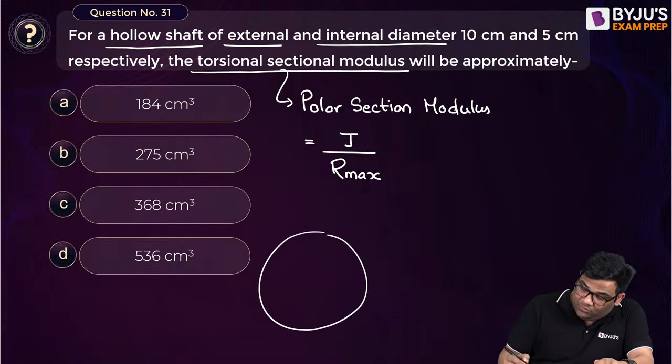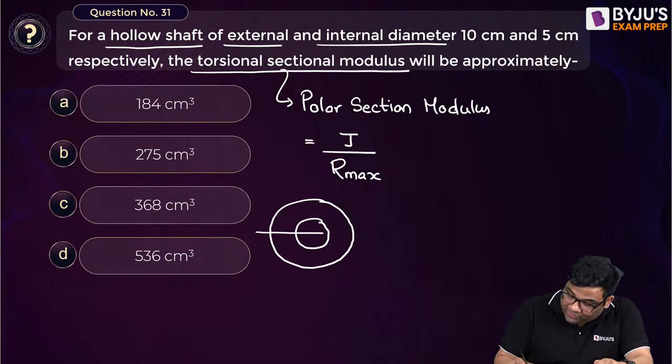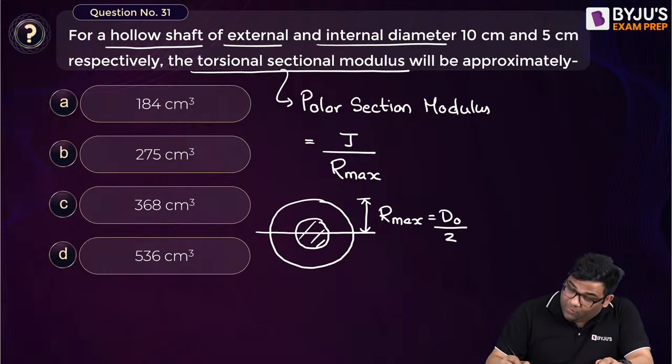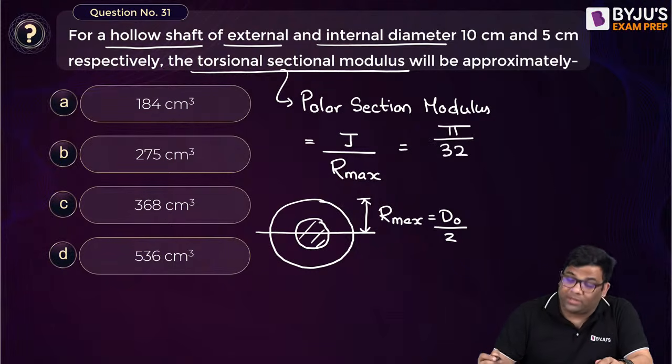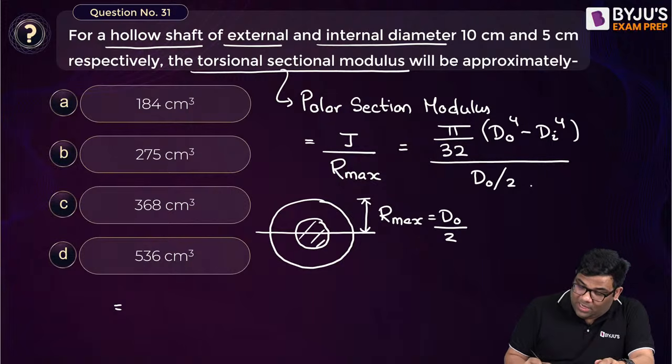Now suppose we have a hollow shaft like this. R max will be the external diameter divided by 2. Even though this is hollow, R max will be the external one divided by 2. Now, what is the J? J is pi by 32 times (D naught to the power 4 minus di to the power 4) for a hollow one. Dividing by R max, which is D naught by 2, I get this formula.